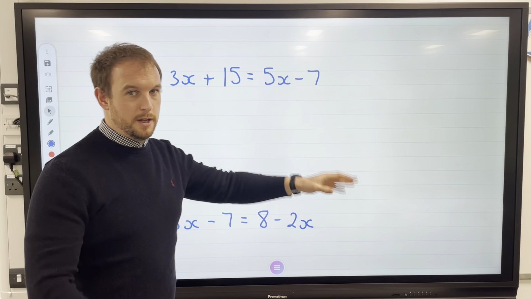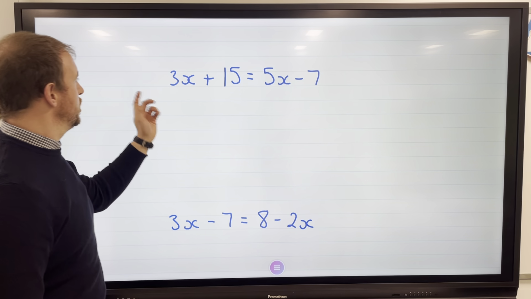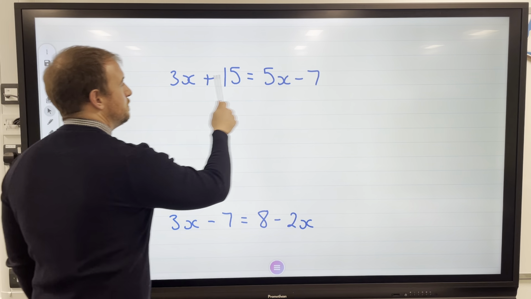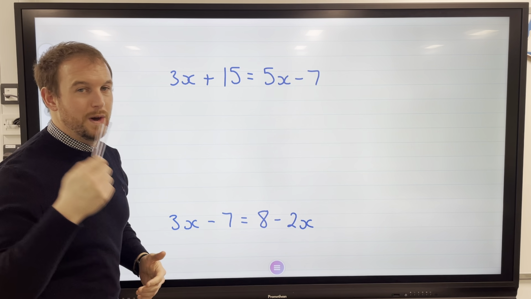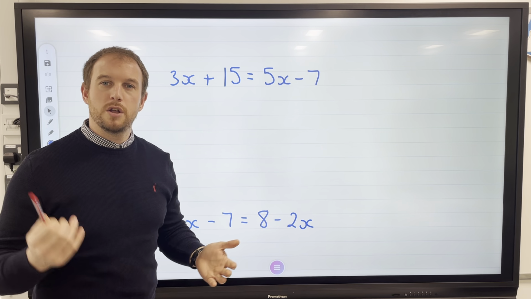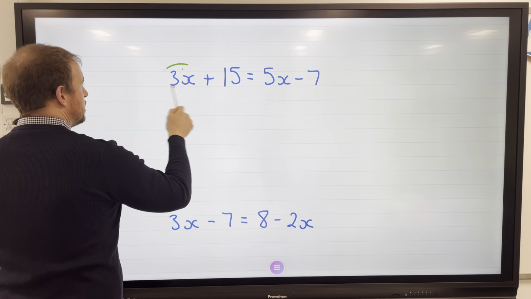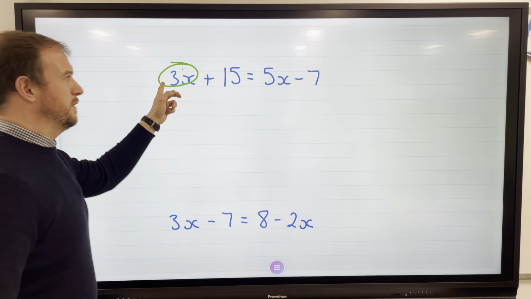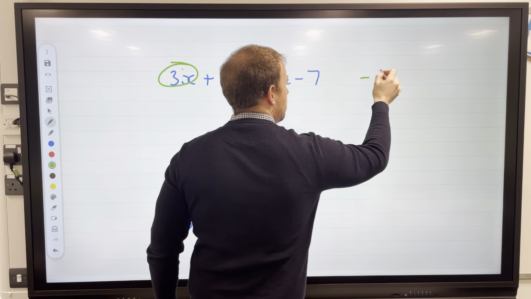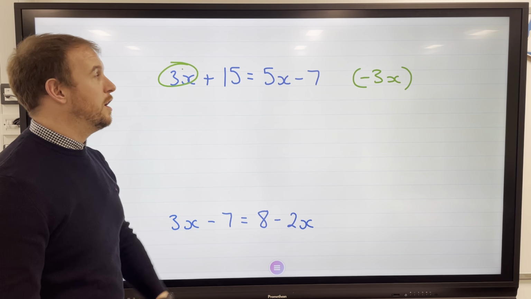Okay, different question. Same format. Eliminate smallest unknown. Which one's smallest? Is 3x smaller or is 5x smaller? Well, 3x is smaller, but it's on this side. Does it matter? No, because it's equal. Remember those scales. Eliminate smallest unknown. So I have to eliminate it from the 5x, because we can only take away x's from x's.